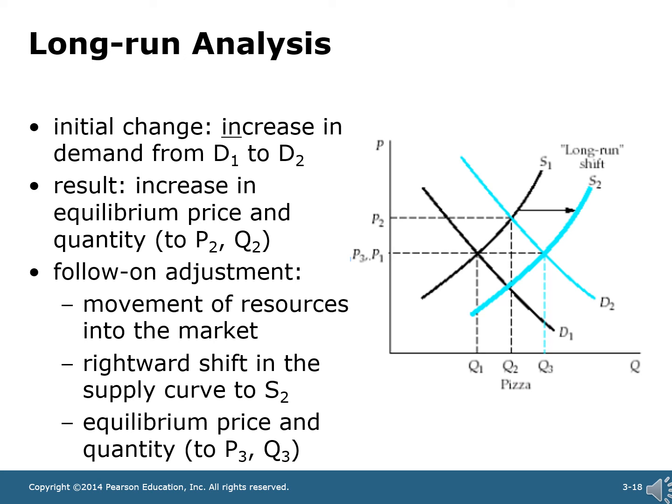Now, as firms see that there is more money to be made in making pizza, what they're going to do is increase the amount they sell. They're going to increase their ability to produce, so buy more capital equipment. So if you're a pizza shop, buying a new pizza oven. New firms are going to enter the market, new pizza stands are going to open.